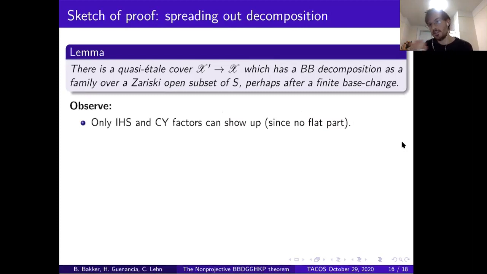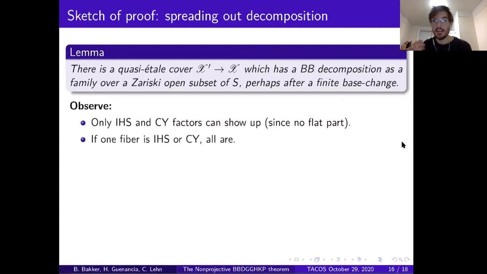Okay, well the first observation is that in this locally trivial family, if I look at all of the Beauville-Bogomolov decompositions, everywhere where I know I have one, only irreducible holomorphic symplectic and Calabi-Yau factors can show up. Because remember, we sort of got rid of the flat part, and therefore, nowhere is there a flat part. And therefore, in the decomposition, there's no torus that ever shows up.